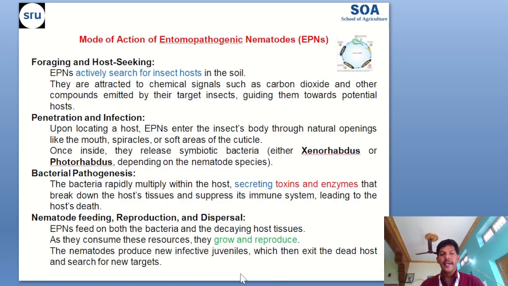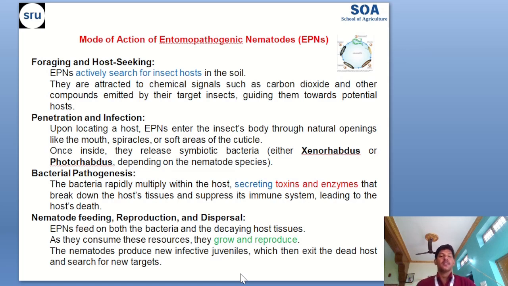See here in detail the mode of action of entomopathogenic nematodes: foraging and host seeking. Entomopathogenic nematodes actively search for the insect host in the soil. They are attracted to chemical signals such as carbon dioxide and other compounds emitted by their target host. These chemicals guide the nematodes towards their potential host.